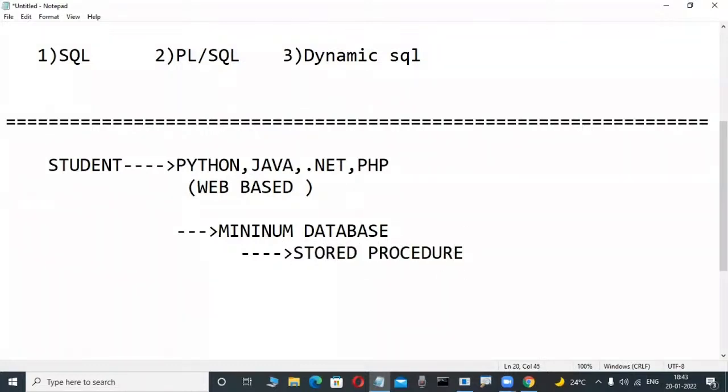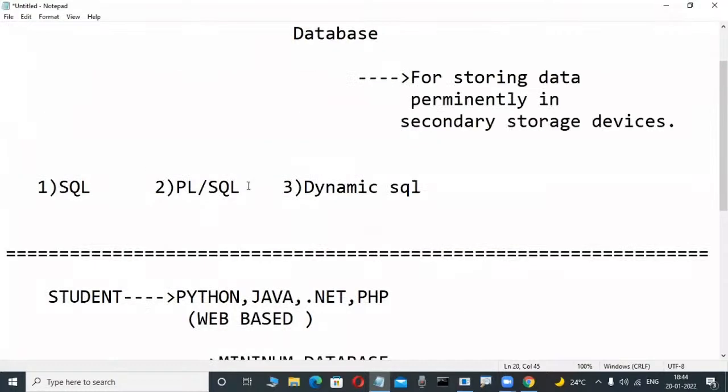That's why when Java or .NET programmers attend an interview, many interviewers ask: write a query to display the highest salary employee, write a query to display the second highest salary employee, what is a join, write a query to delete duplicate rows from a table. They ask many predefined queries, to check whether minimum knowledge is there or not. Because these front-end developers also need minimum knowledge.